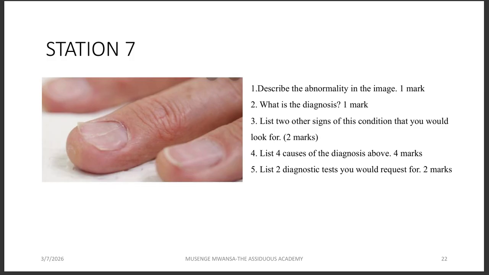List the two other signs for this condition that you'd look for. For iron deficiency anemia, what other things can you look for? Okay, keratitis, stomatitis, anything else? Pallor, okay, anything else? Pica. Okay, what is pica? Someone who is craving soil. That one you ask about in the history instead of the exam. Anything else?